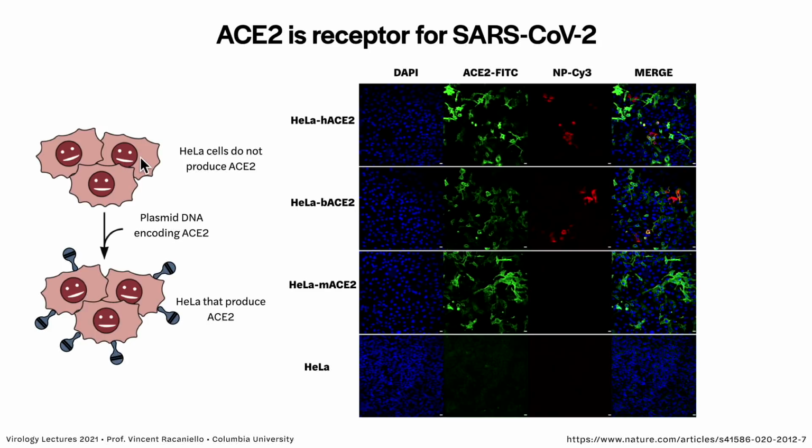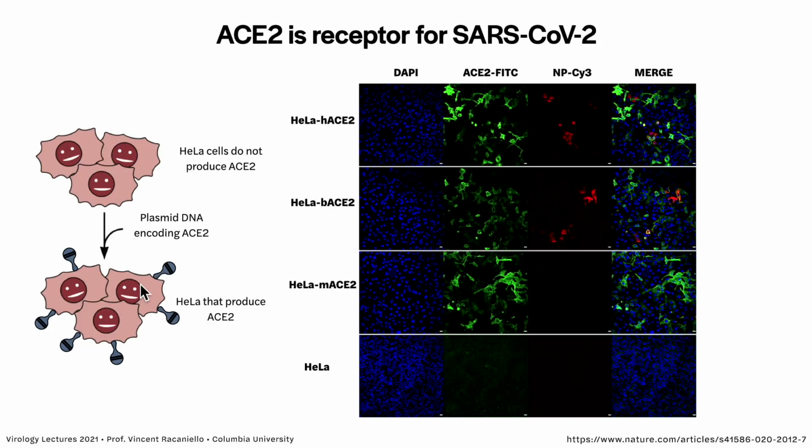So what they did is they got a plasmid encoding ACE2, and they took HeLa cells, which do not make it, and they introduced plasmid DNA encoding the ACE2 gene, which they had in the lab because they worked on SARS-1. And many people work on ACE2 anyway. So then you make HeLa cells that produce ACE2. So now you see ACE2 is on the surface.